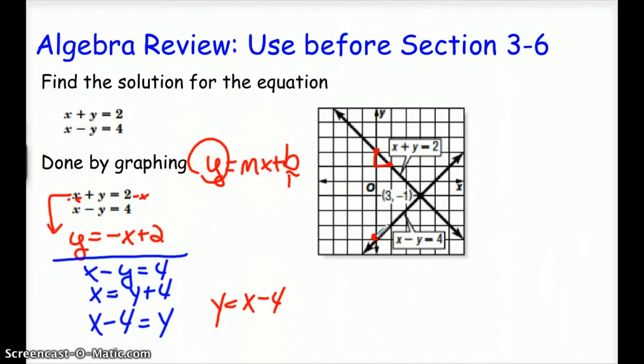Negative 4 is where it crosses the y-axis. It has a slope of 1, so up 1 over 1. So then the solution would be where the two lines intersect, and we already have that identified as 3, negative 1. Now, the other ways to solve equations, to find where they're crossing, is to do either substitution or elimination. So let's take a look at this same equation and apply substitution and elimination to them.